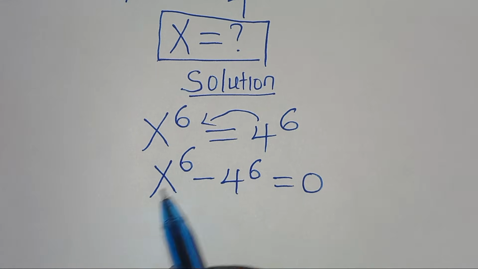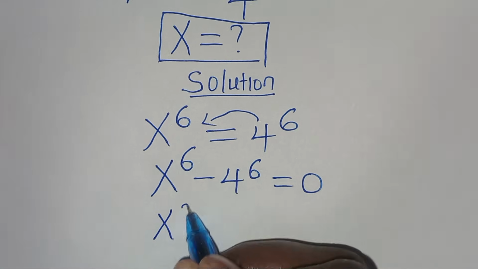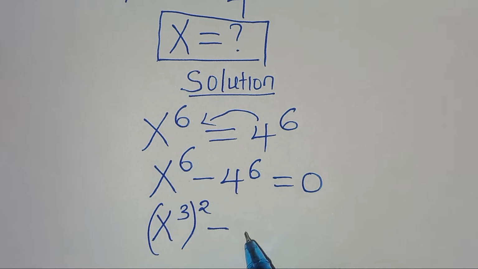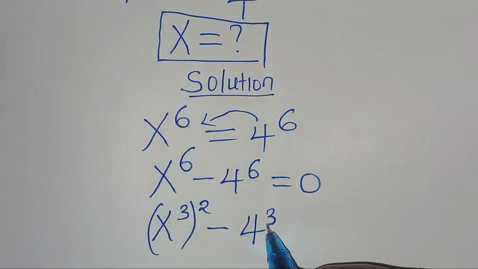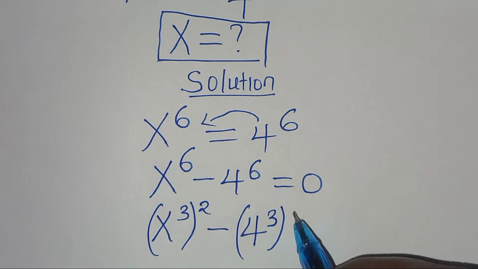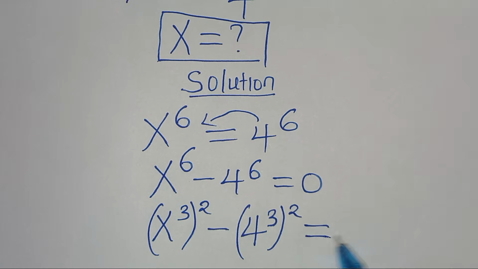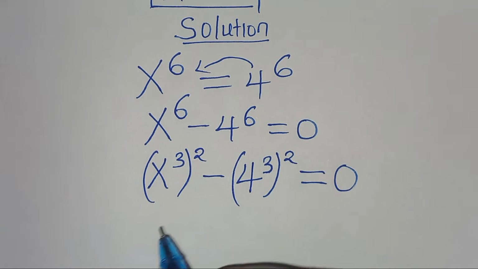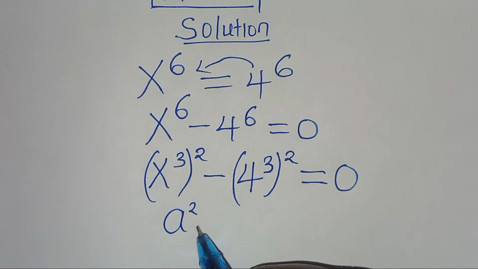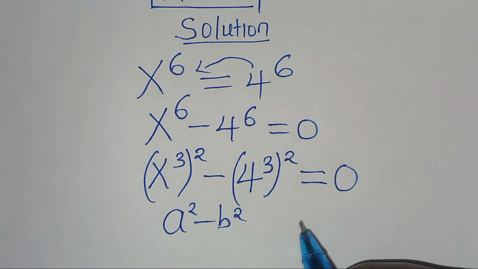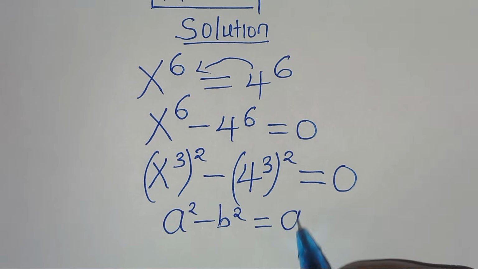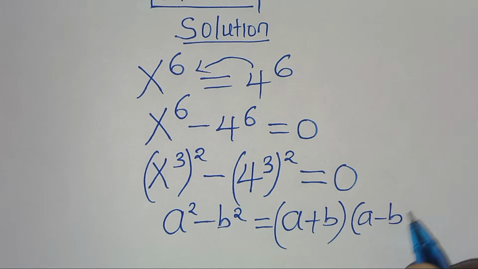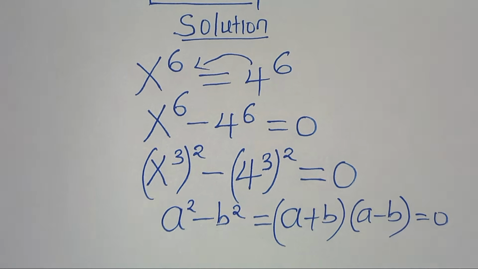We can express x to the power of 6 as x to the power of 3, raised to the power of 2, then minus 4 to the power of 6, which we can express as 4 to the power of 3, then raised to the power of 2, equal to 0. This equation is in the form of a squared minus b squared, which we can express as a plus b multiplied by a minus b, equal to 0.